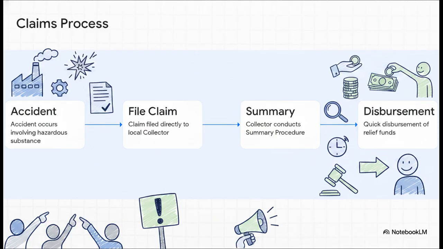Now, the real beauty of this system, speed. Victims don't have to navigate a complex tribunal first. They go straight to their local district collector. The collector runs a rapid summary procedure, basically slashing right through the usual legal red tape to verify claims and get those funds dispersed fast. On top of that, industrial units are legally required to actively publicize these exact claim rights so affected people actually know they're entitled to this money.